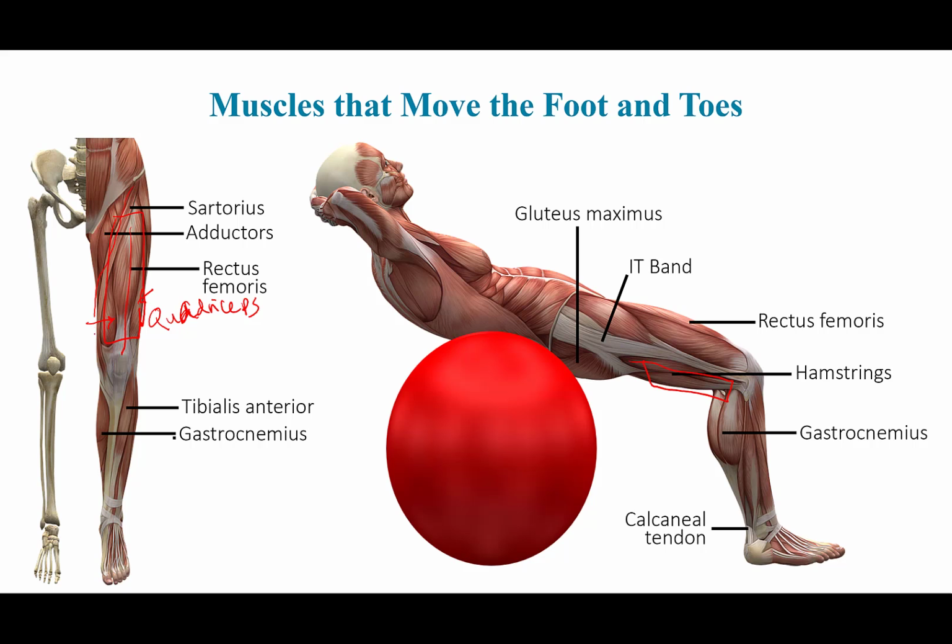And once again, here's the sartorius that goes all the way down. Let me just erase that so you can see it better. Right there, that's the sartorius, and that's the muscle that helps you crisscross your legs. And here's the IT band that I was talking about earlier. It goes from the gluteus maximus all the way down to the tibia and helps you stabilize the hip and the knee joint. Now let's go down a little bit and look at muscles of your lower leg that help you move your foot and your toe.